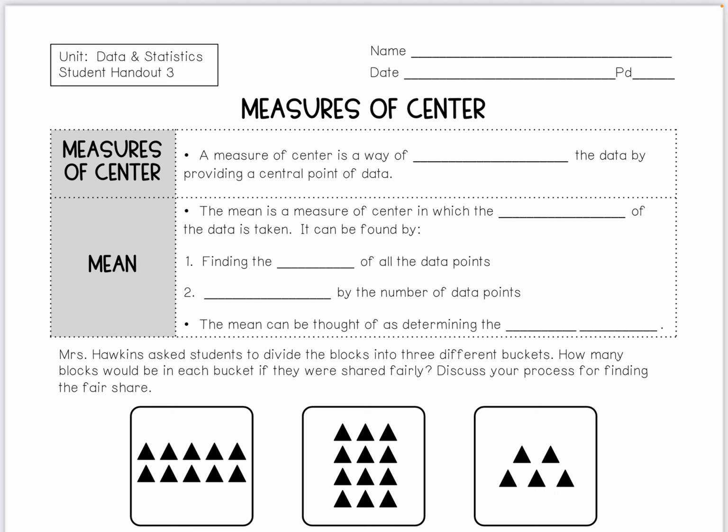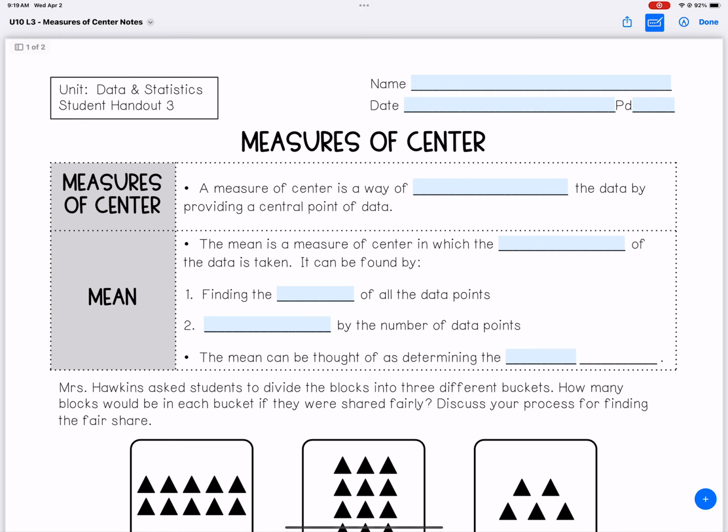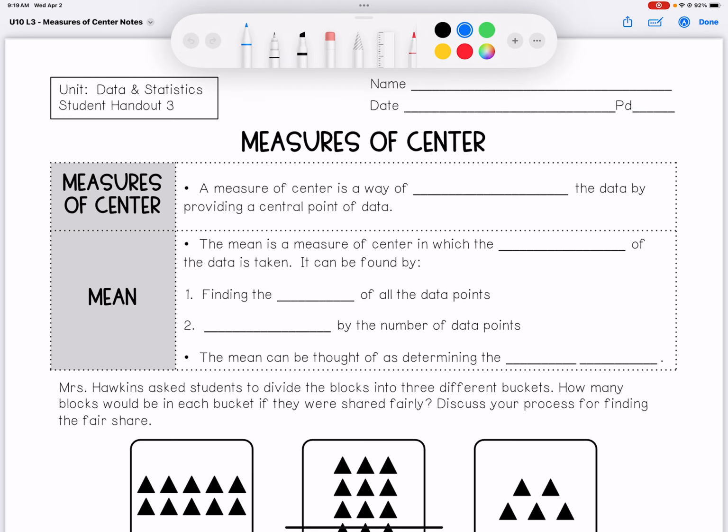This is data and statistics. This will be student handout number 3. Measures of center. Boy, that sounds confusing. Hey, it's really not though. What is a measure of center? Well, let me tell you about it.